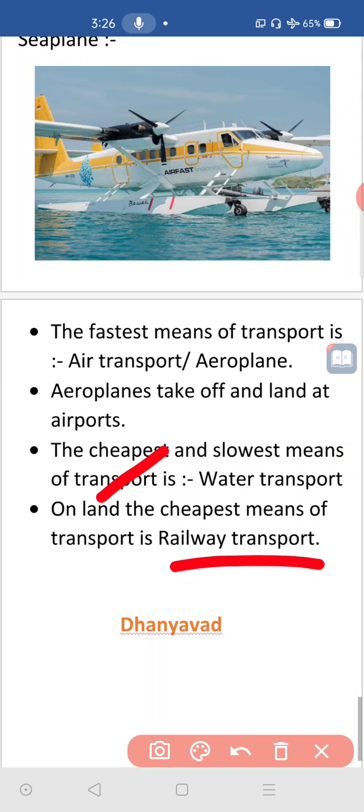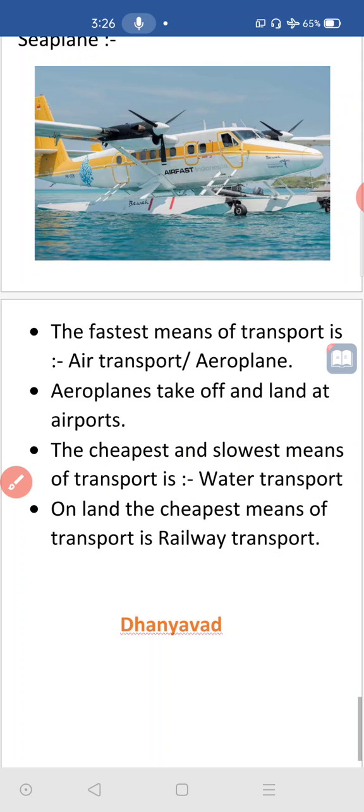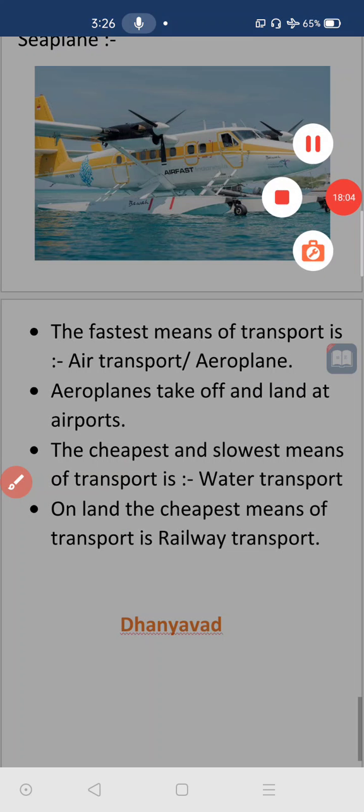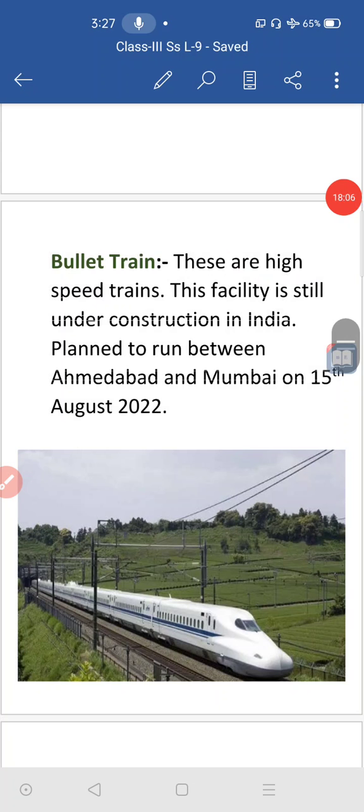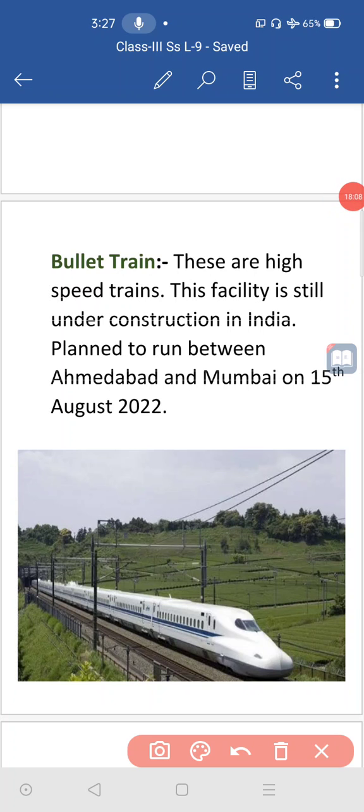On land, the cheapest means of transport is railway transport. I told you, no, compared to bus charge, train charge is very less. That is why people use this railway transport most of the time. Okay, one more thing I would like to tell you. Earlier I told you about the bullet train. It has been planned in India actually. This facility has not started in India yet. We planned to have this facility in India.